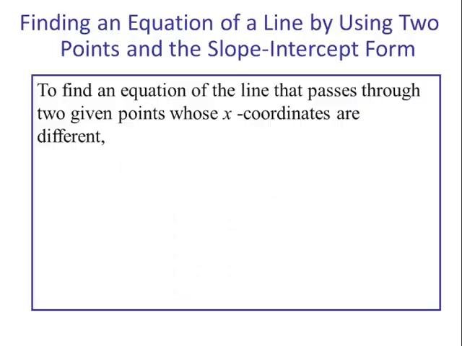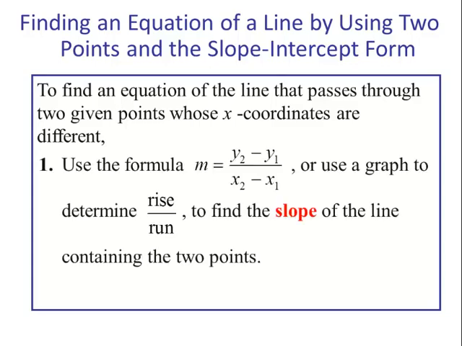Lesson objective: finding the equation of a line using 2 points and the slope-intercept form. To find the equation of a line that passes through 2 given points whose x-coordinates are different, number 1, we use the formula for slope, m equals y2 minus y1 over x2 minus x1, or we use the graph to determine the rise and run. This will tell us the slope of the line containing the 2 points.